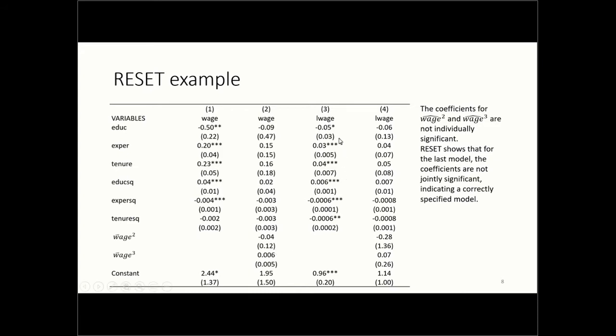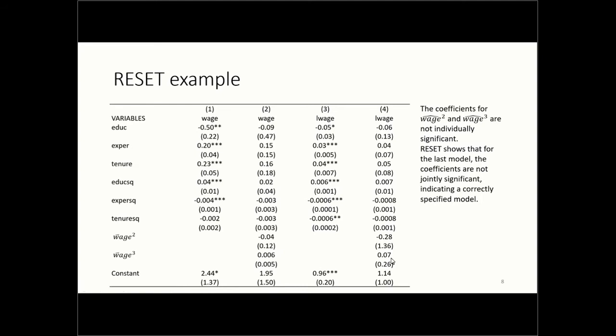And the final model is this one where it's in logs and we have the square terms here, a lot of significance of the coefficients. We estimate the predicted values, we put them in the regression, and we see these terms again are not significantly different from 0, and jointly actually they are not significantly different from 0. So the reset test shows that for the last model, the coefficients are not jointly significant, indicating we actually have the correctly specified model here.